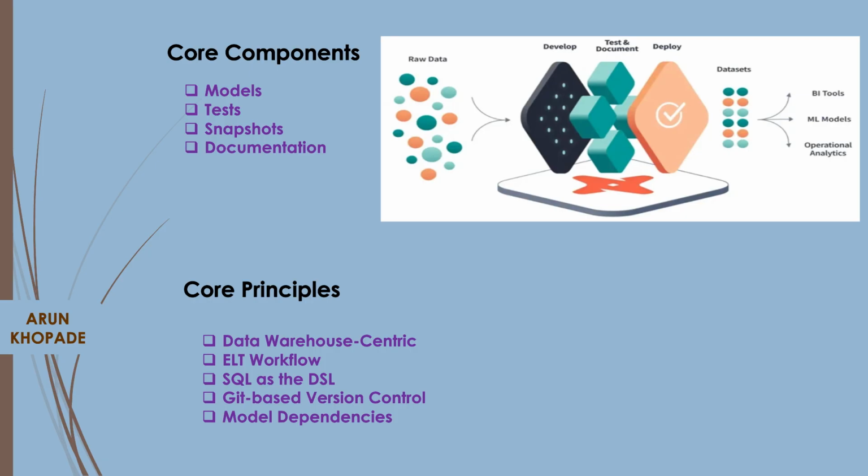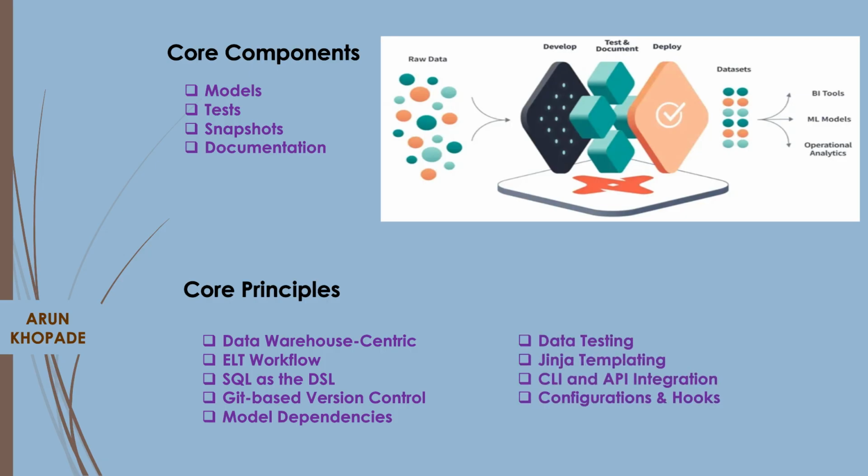Now next is model dependencies. When we say dependencies, in DBT we can create multiple models based on the transformation required, and these models can refer to other models. Likewise they can create directed acyclic dependencies, and those dependencies will be called in a sequential order when we actually execute the model.